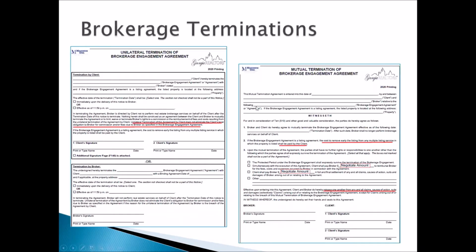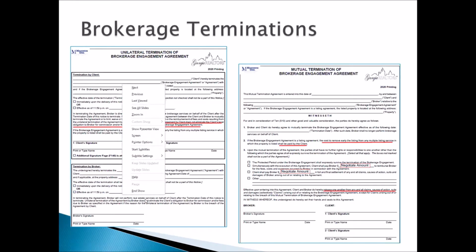I'll cover those right now. So if a seller wants to fire you, or you can fire your clients as well, or terminate the brokerage agreement, there is a unilateral termination of the agreement or a mutual one.